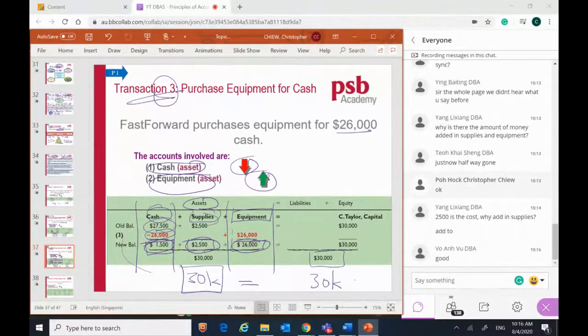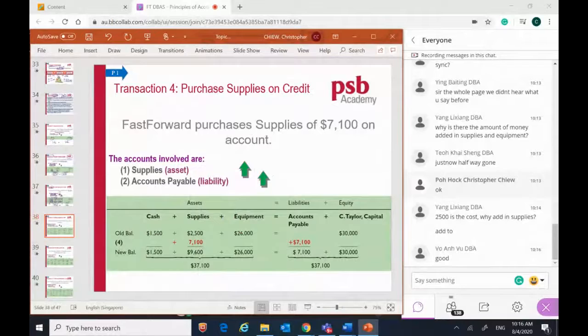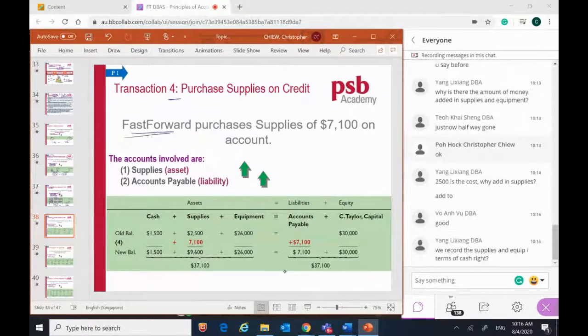Any questions? All right, good. Okay, let's move on. Now, transaction number 4. Now the company, fast forward, purchased supplies for $7,100 on account.